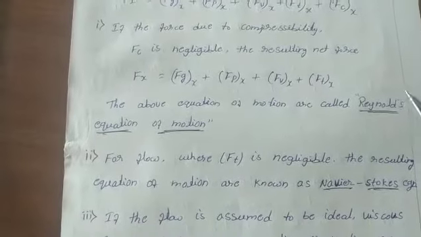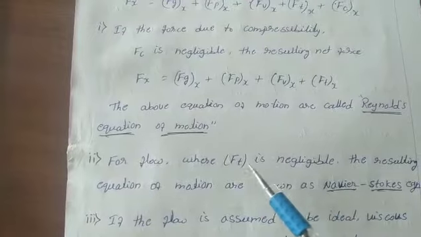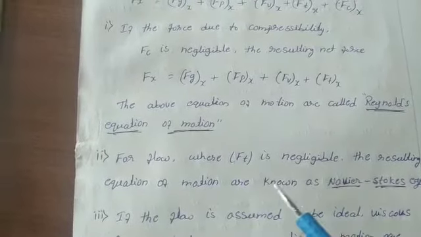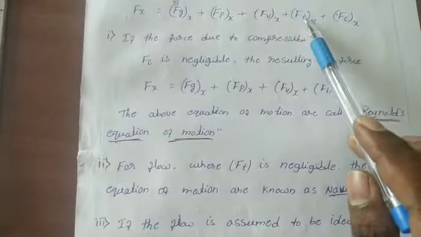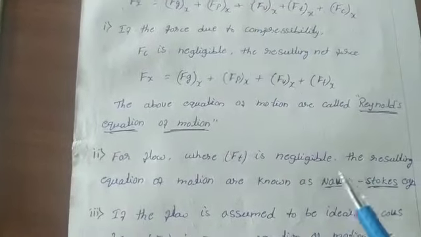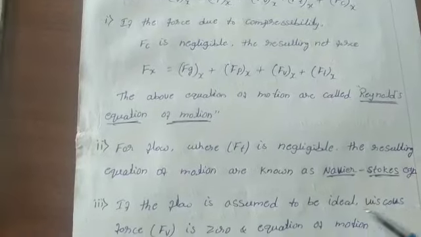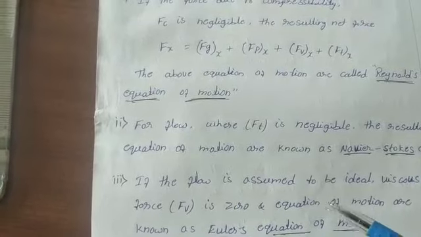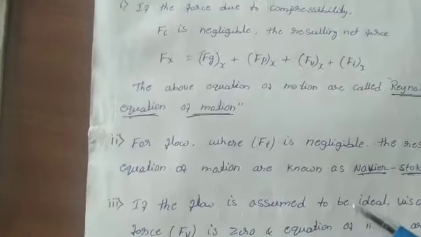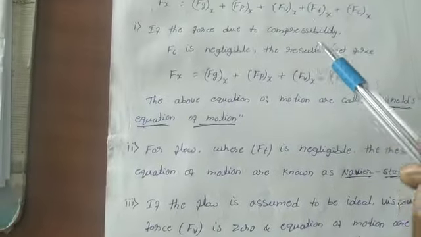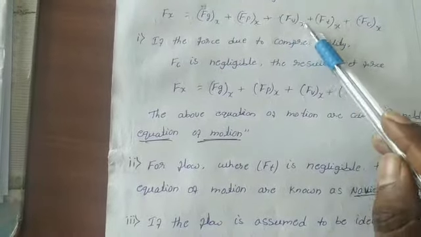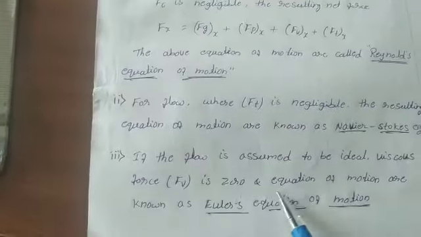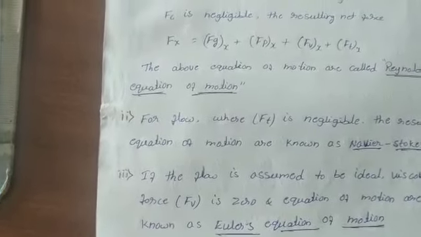Similarly, for laminar flow, where the turbulent force Ft is negligible and goes to 0 in that equation, the remaining equation we call the Navier-Stokes equation. At the same time, if the fluid is assumed to be ideal, meaning the viscous force is 0, then the remaining equation represents Euler's equation of motion. Now we have to derive that Euler's equation of motion.